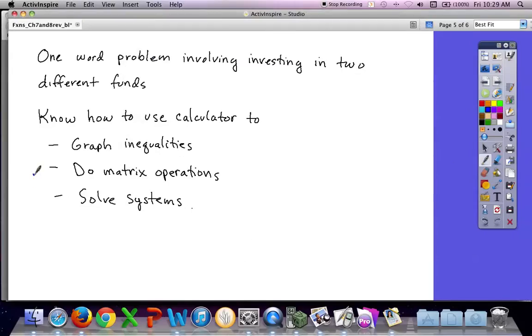Okay. How to do the matrix operations, right? You need to know how to put a matrix in the calculator, and then how to go on the main screen and then call it up and add, subtract. What's the one thing you can't do? One operation you can't do to a matrix. You can't divide, right? You can't divide by a scalar, and you can't divide by a matrix.